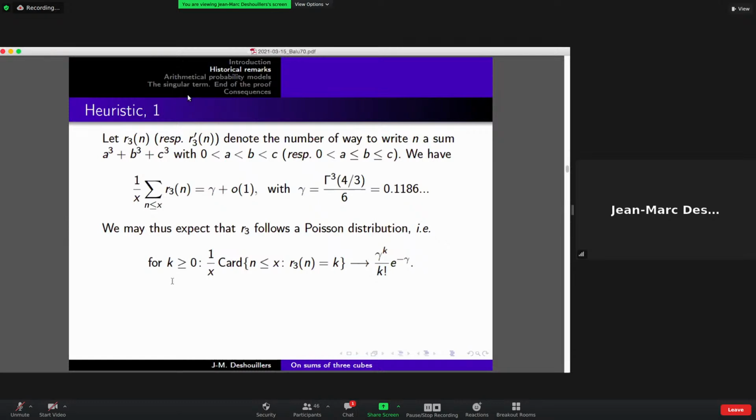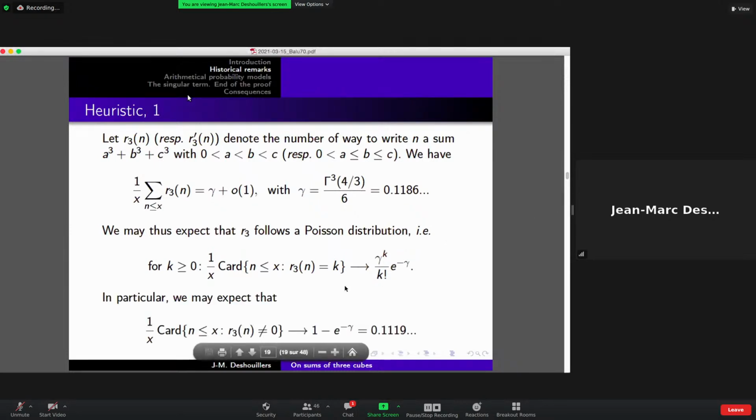That is to say that for any k which is non-negative, the set of n such that R3 of n is equal to k has a density which is gamma to the k over k factorial, e to the minus gamma. And so what you expect for those which are sums of three cubes is 1 minus e to the minus gamma, because e to the minus gamma is just for k equal to 0. For the ones for which it is non-zero, it is 1 minus e to the minus gamma, and it is something like about 1/9.